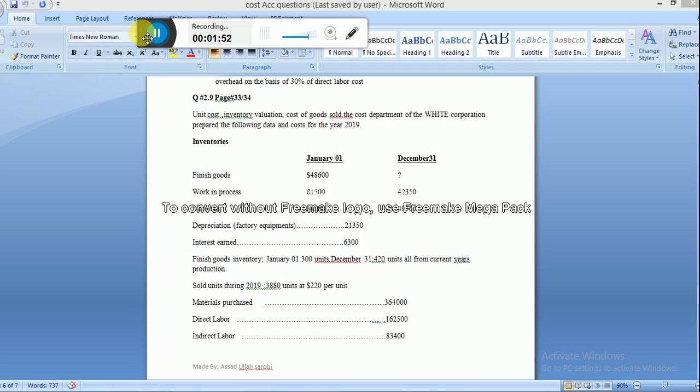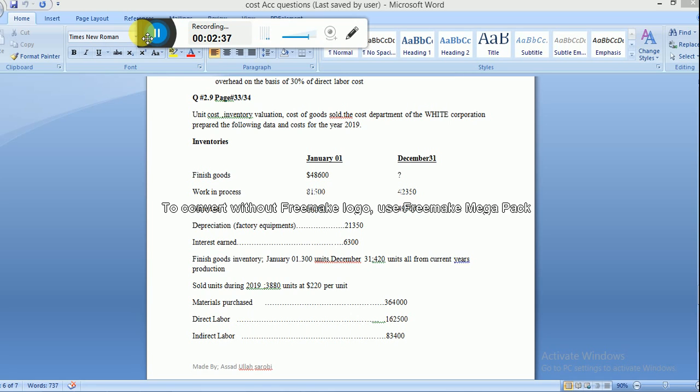So look at, if we use our common sense, January 1st inventories are the beginning inventories of the year 2019, and today the year 2019 will be finished. So the December 31st inventories are the remaining inventories of 2019, and January 1st inventories are the remaining inventories of the previous year 2018.